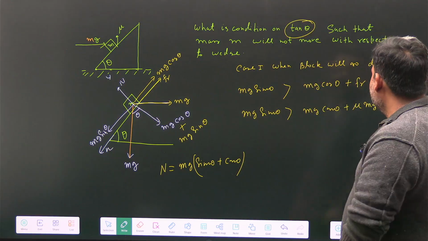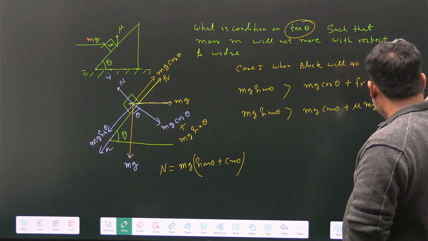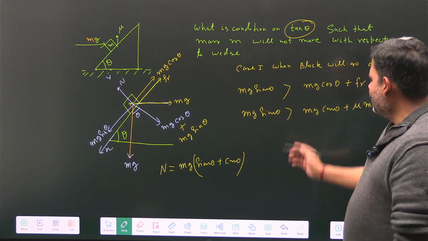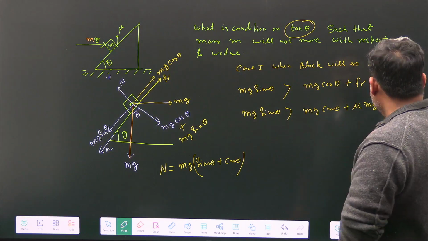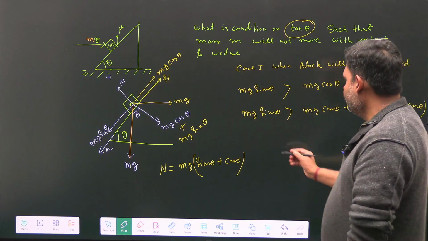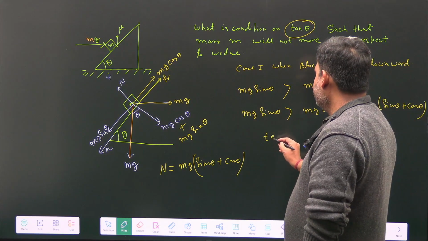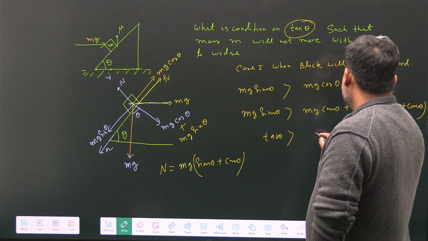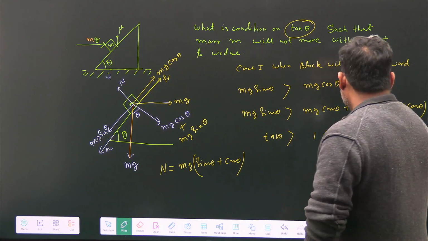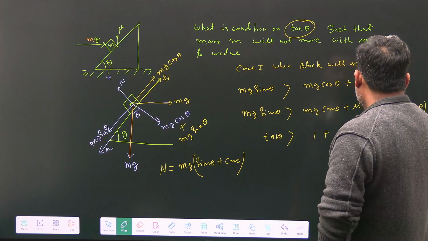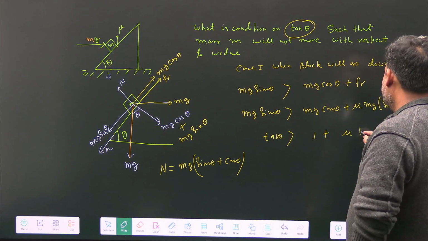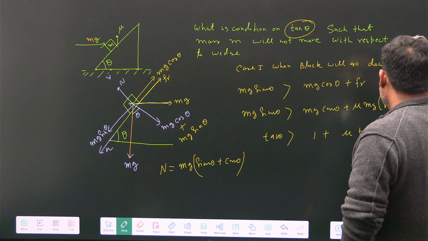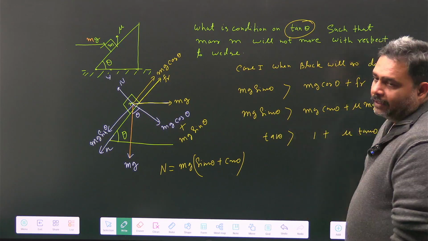So if I am doing it for tan theta, then what do I have to do? mg will be cancelled out from everywhere. Just divide by cos theta. So what will happen? Tan theta must be greater than 1 plus mu tan theta plus mu. So I can take tan theta to this side.